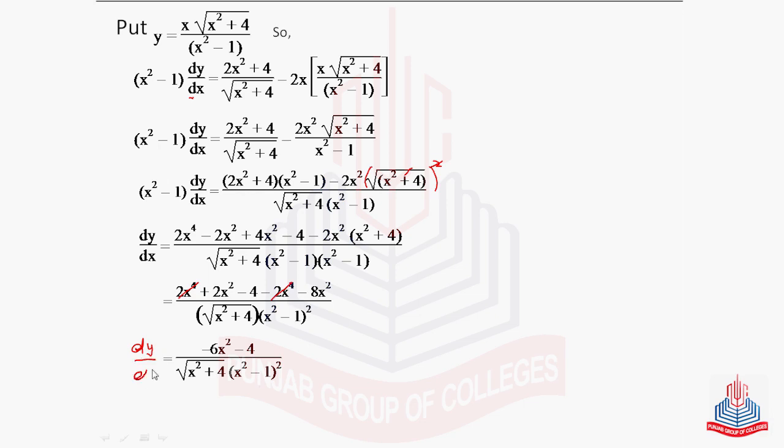Here we use actually a technique of implicit differentiation or implicit relation differentiation. But in this particular question, we can start our question from y is equal to x into square root of x square plus 4, divided by x square minus 1. So from the start of this question, we can form the implicit relation into the explicit relation actually, y in terms of x. So y is equal to x into square root of x square plus 4, over x square minus 1.